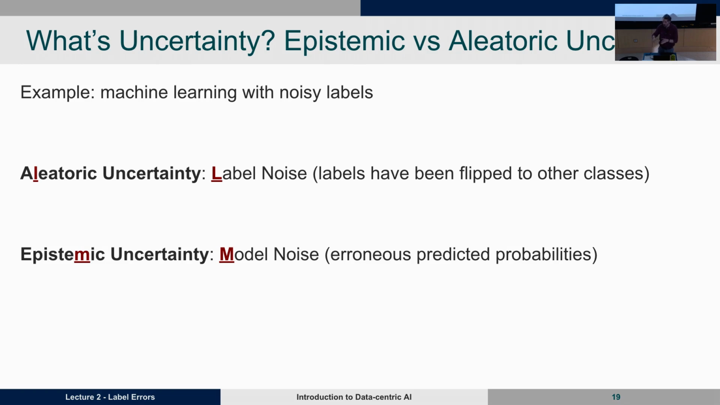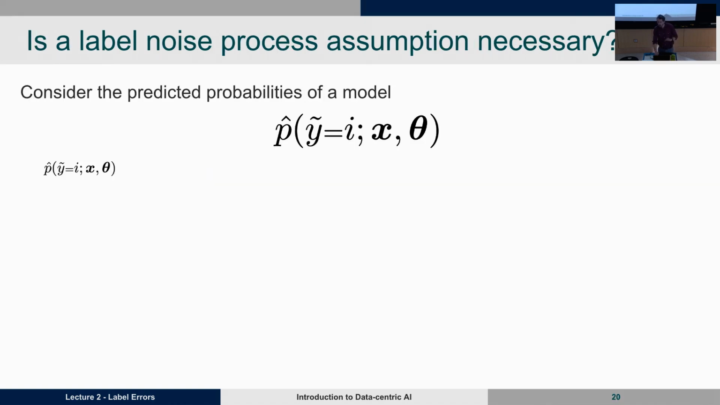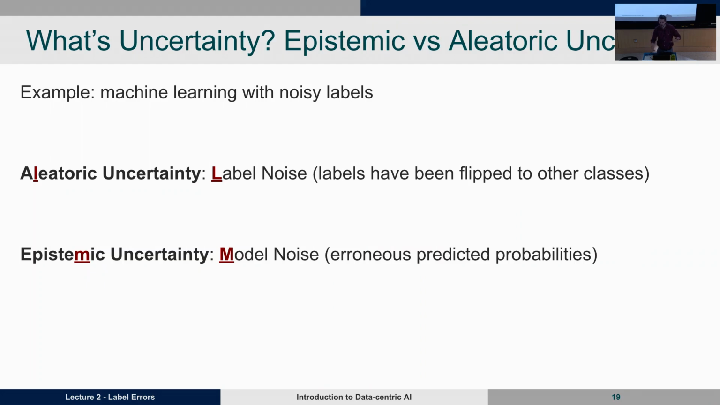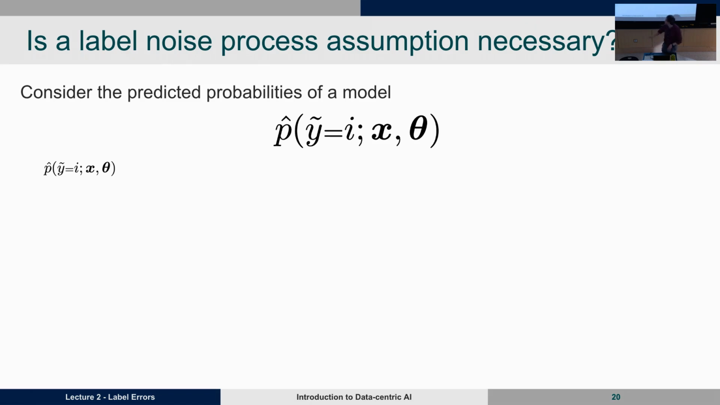But just to be super clear, we've got model noise from the erroneous predicted probabilities coming out of a model that are imperfect. We've got label noise coming from the labels. All right, so this is a bit slower because I wanted to make sure we're really grounded, and we're going to use all these pieces. I promise we'll bring everything I just talked about together into one simple algorithm. Okay, so these are our predicted probabilities.